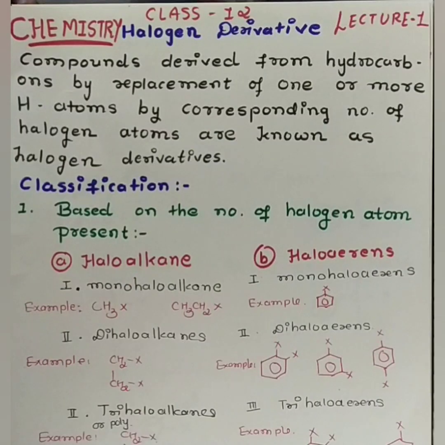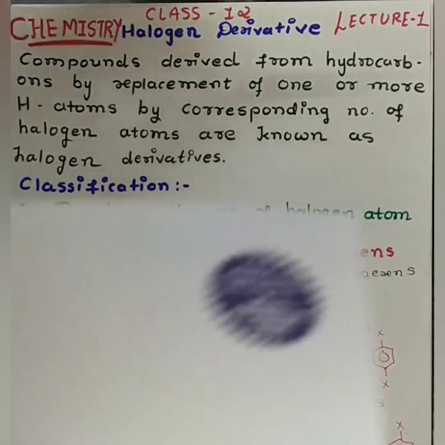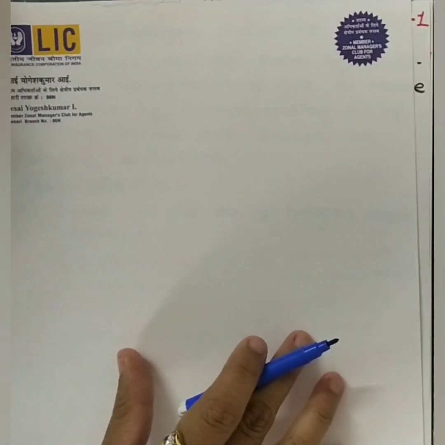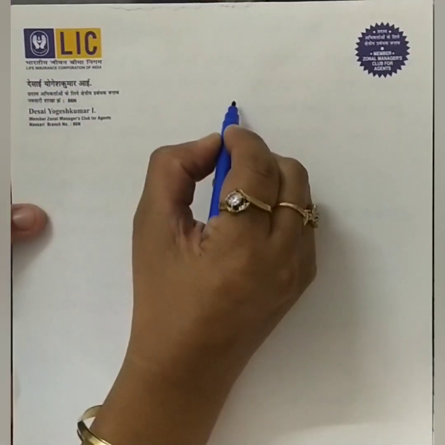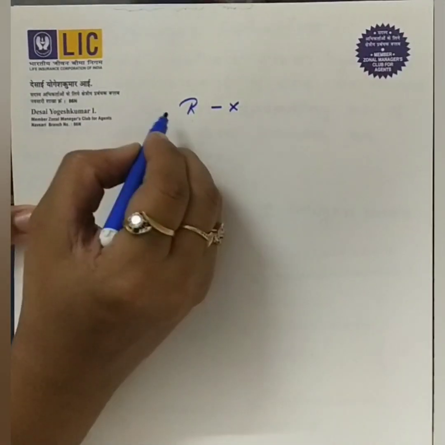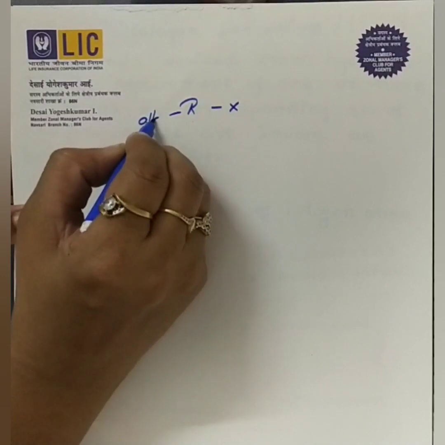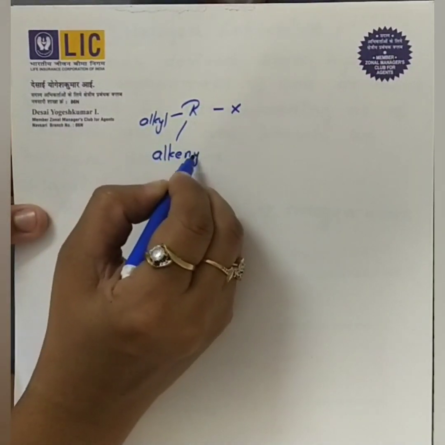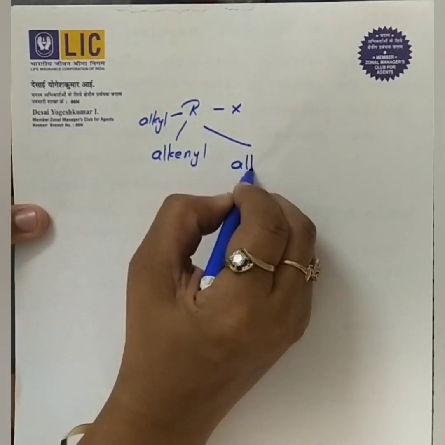Let's start with the new chapter, that is halogen derivatives. The chapter is divided into two parts, that is haloalkanes and haloarenes. In haloalkanes, the halogen group is attached with the alkyl group. This can be alkyl, alkenyl or alkynyl.